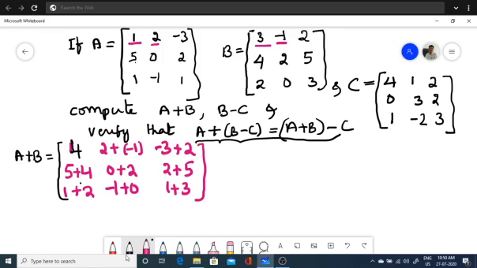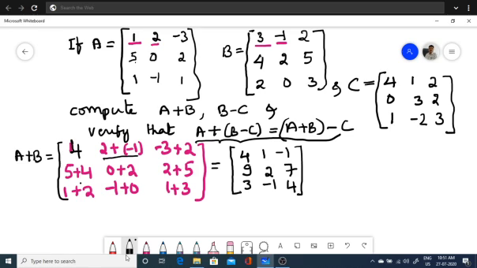So A plus B will be 4, and 2 minus 1 is 1, and -3 plus 2 is -1, and 5 plus 4 is 9, and this is 2, and 2 plus 5 is 7, and 1 plus 2 is 3. This is minus 1. 1 plus 3 is 4.